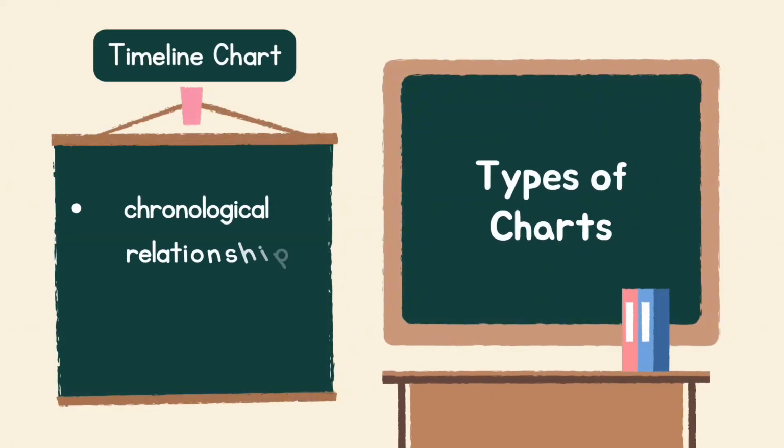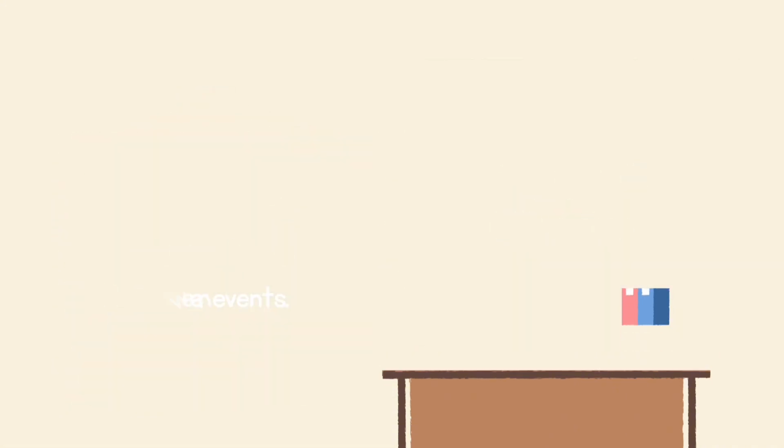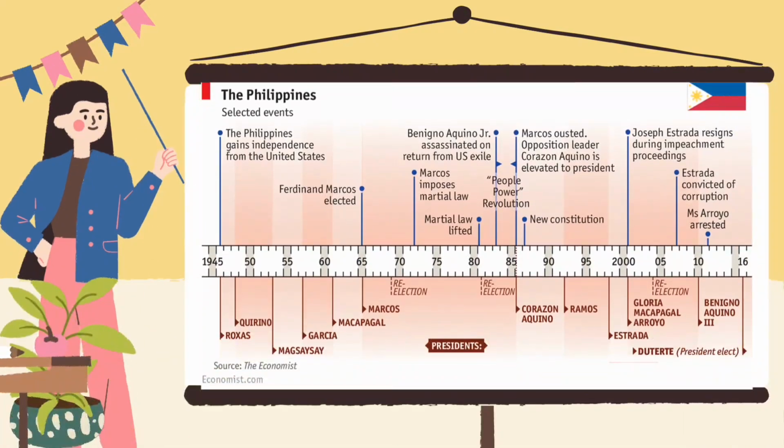So the last type of chart is what we call timeline chart. It's the chronological relationship between events. So the example is the Philippines, which shows selected events during Roxas, Quirino, Magsaysay, Garcia, Macapagal, Marcos. So these are the presidents.